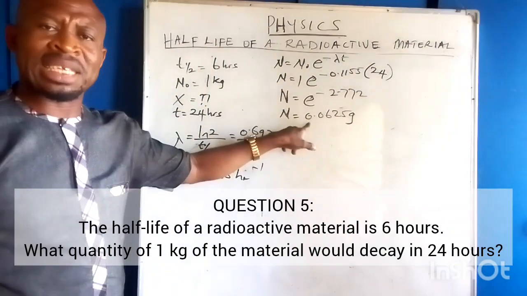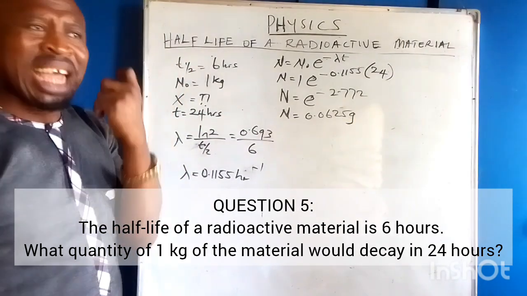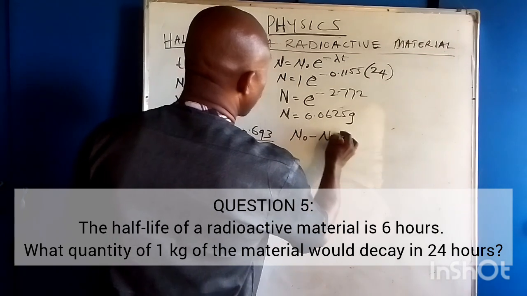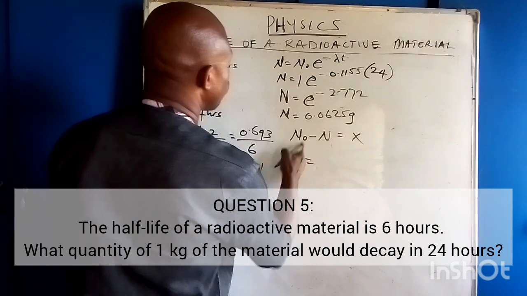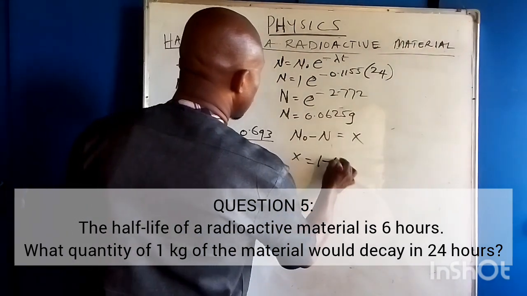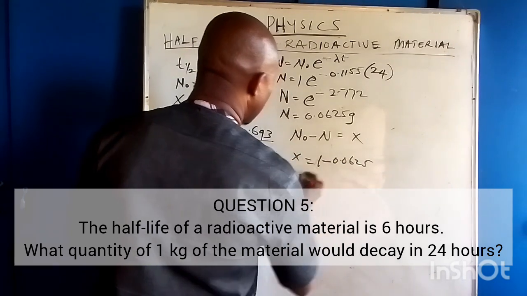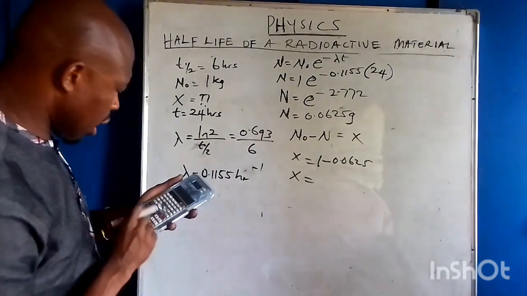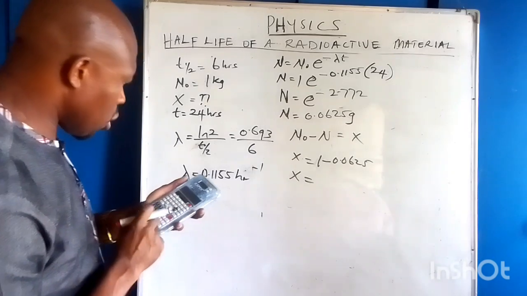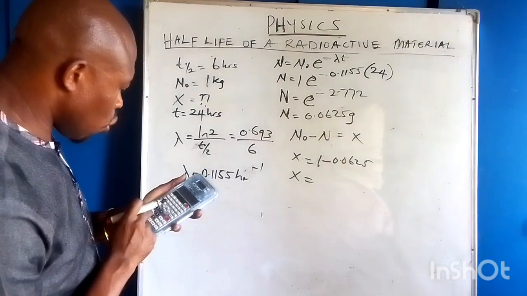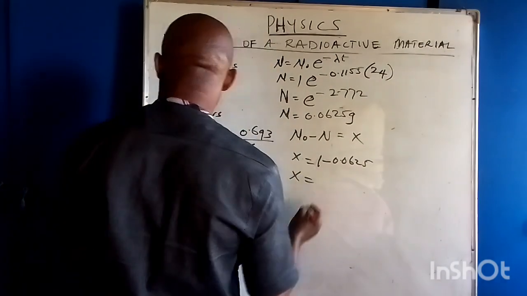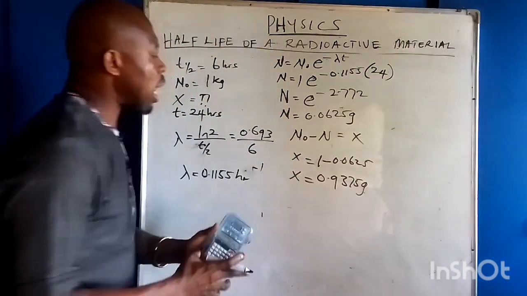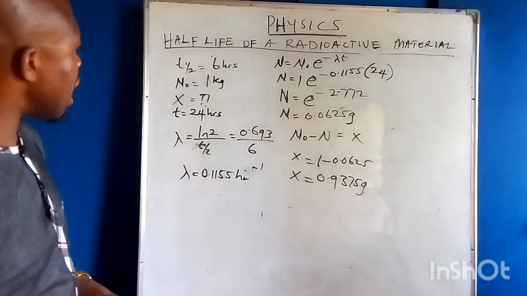This is the mass that is remaining. To get the mass that has decayed, we'll now say N naught minus N will give us x. Therefore, x is equal to N naught times 1 minus 0.0625. So the quantity that has decayed is 0.9375 grams. So this is what is remaining.